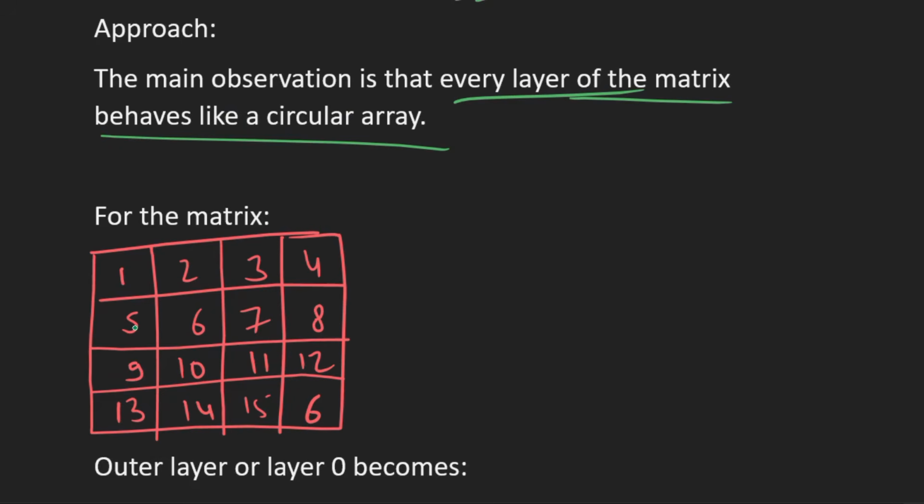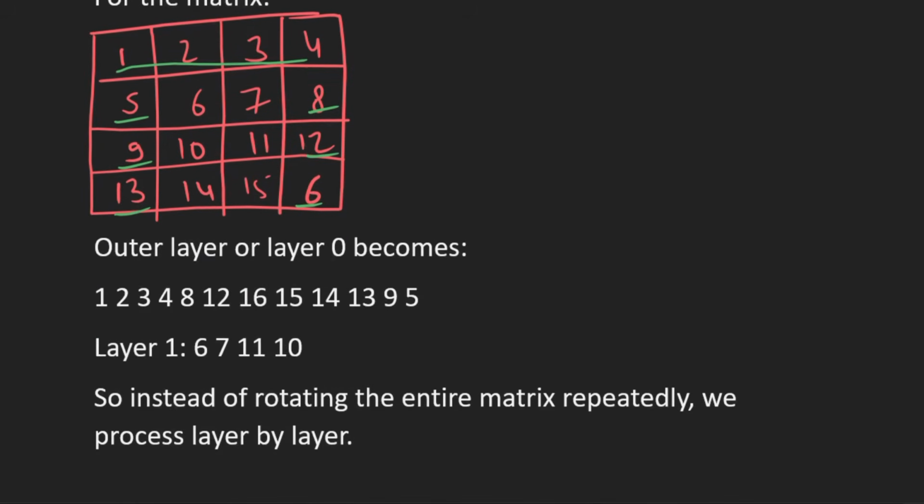See, this outer layer, layer number 0, these elements of the layer are all like a circular array. If you see the outer layer, or layer number 0, we have 1 2 3 4, then 8 12 16, then 15 14 13. So this is our layer number 0. Then we have the inner layer number 1: 6 7 11 and 10.